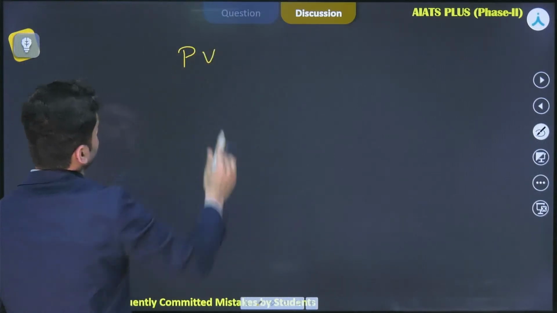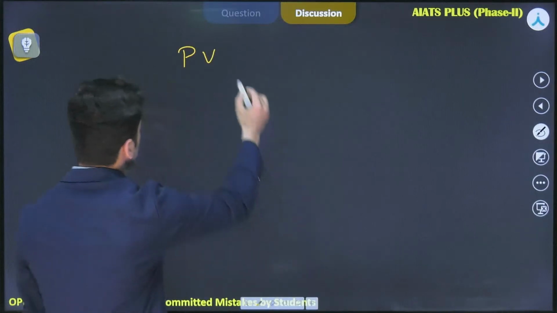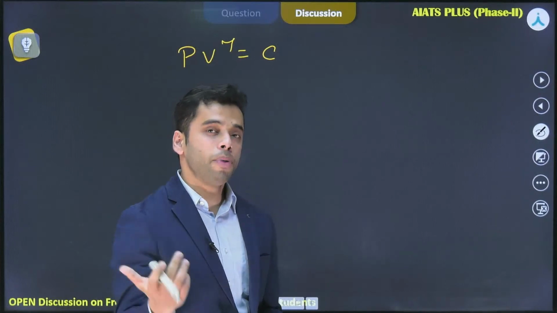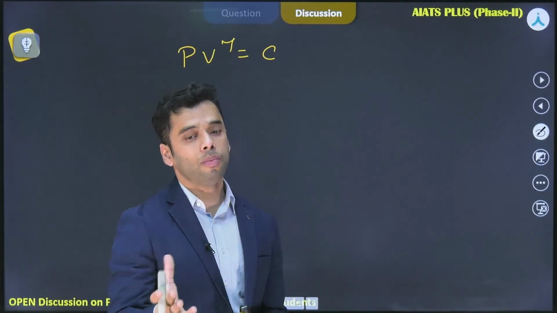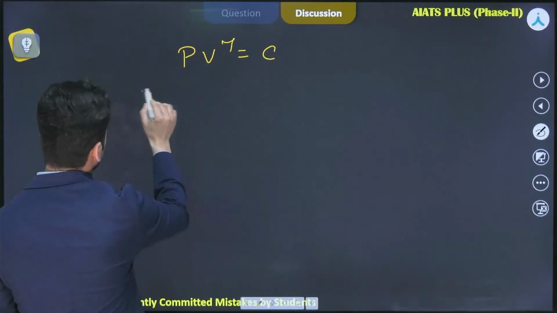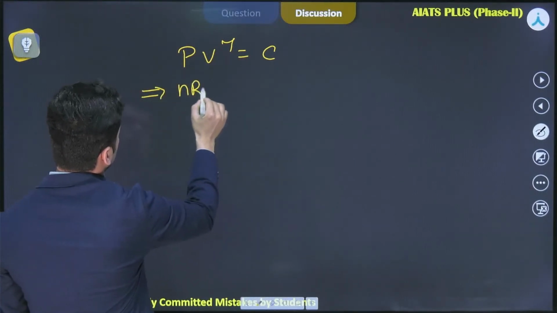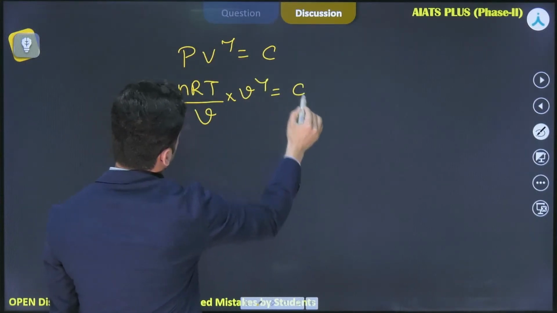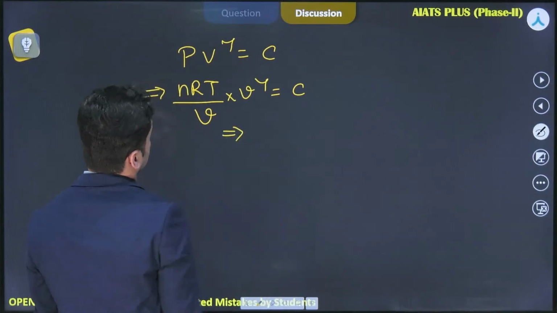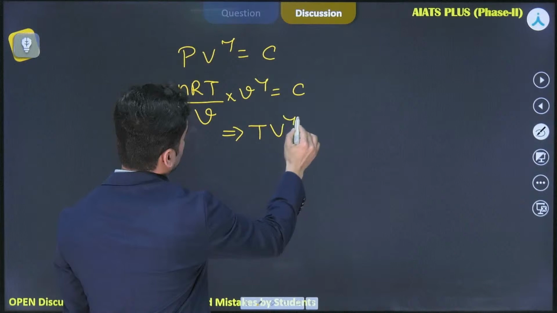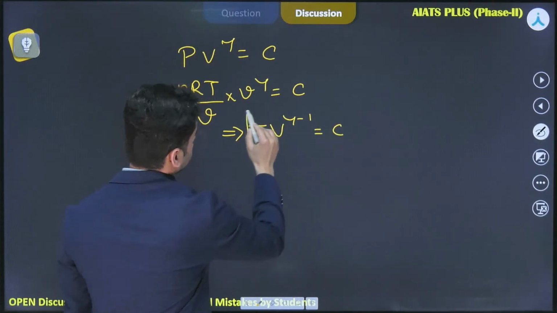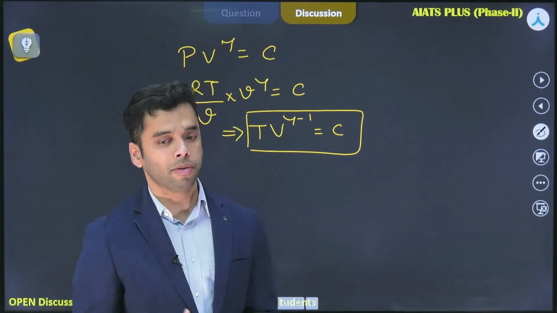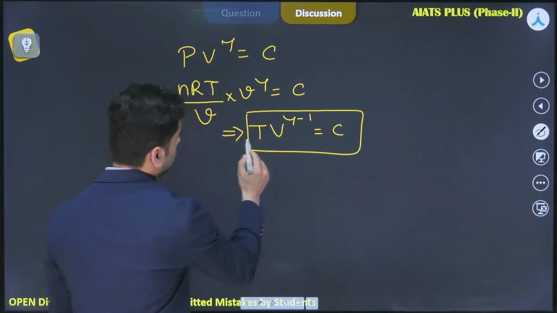I know that the process equation for the adiabatic process is PV raised to the power gamma equal to constant. So if I need to comment about the temperature, I need an equation between the volume and the temperature. So in place of P, I'll write nRT by V into V raised to the power gamma equal to constant. If I solve this, it becomes T into V raised to the power gamma minus 1 equal to constant. Right? This is the equation between the temperature and volume, and someone is giving the answer increases.